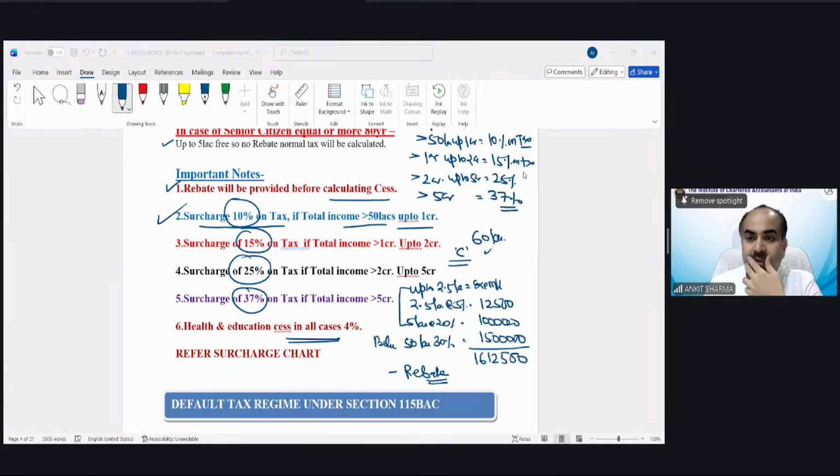Yes, exactly. Yes, 5 lakh is under the optional tax regime, Mithali, because under the default tax regime, it's 12 lakh rupees exemption. We will discuss that.